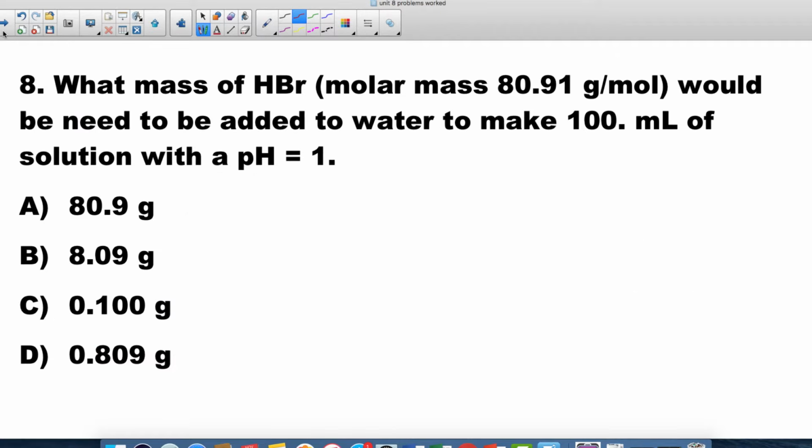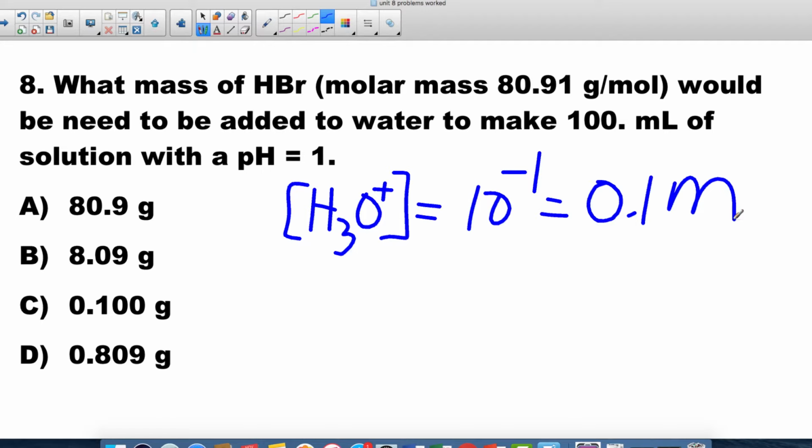This is a strong acid problem, and in a strong acid like HBr, all of the acid is going to ionize, so there's no need for an ice table, there's no need for any kind of Ka or anything like that. To find the hydronium ion concentration, we would go 10 to the negative pH value, or 10 to the negative 1. That comes out to be 0.1 molar.